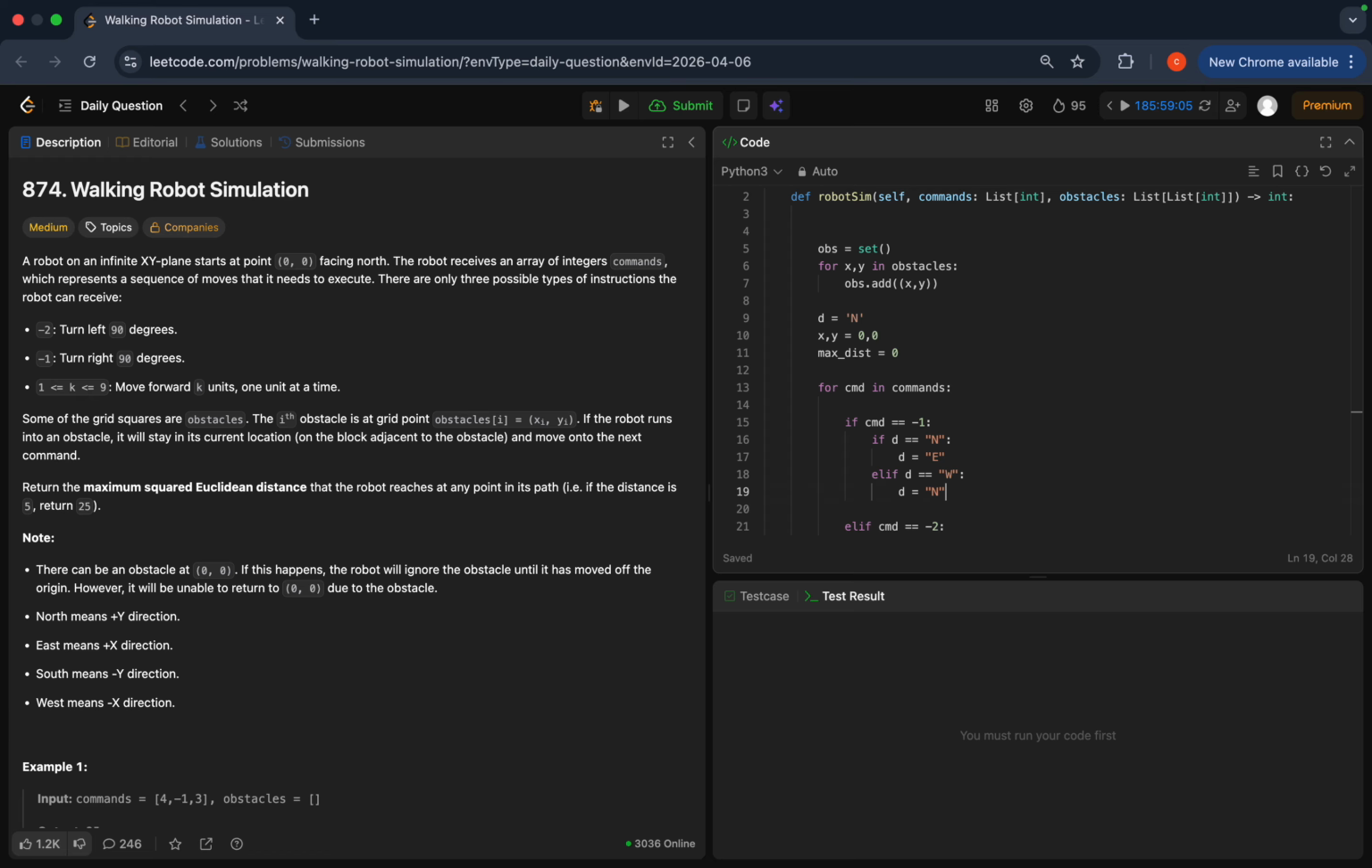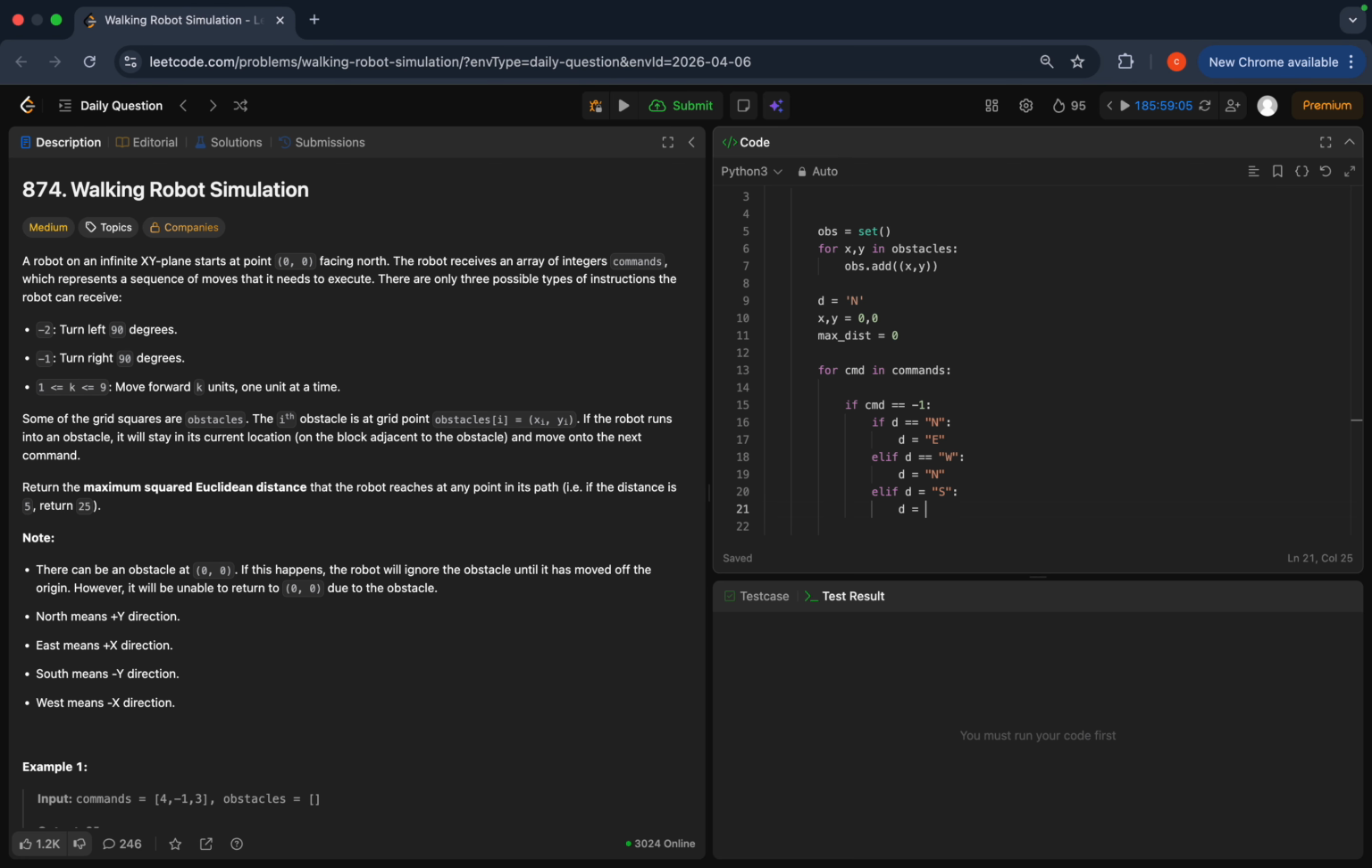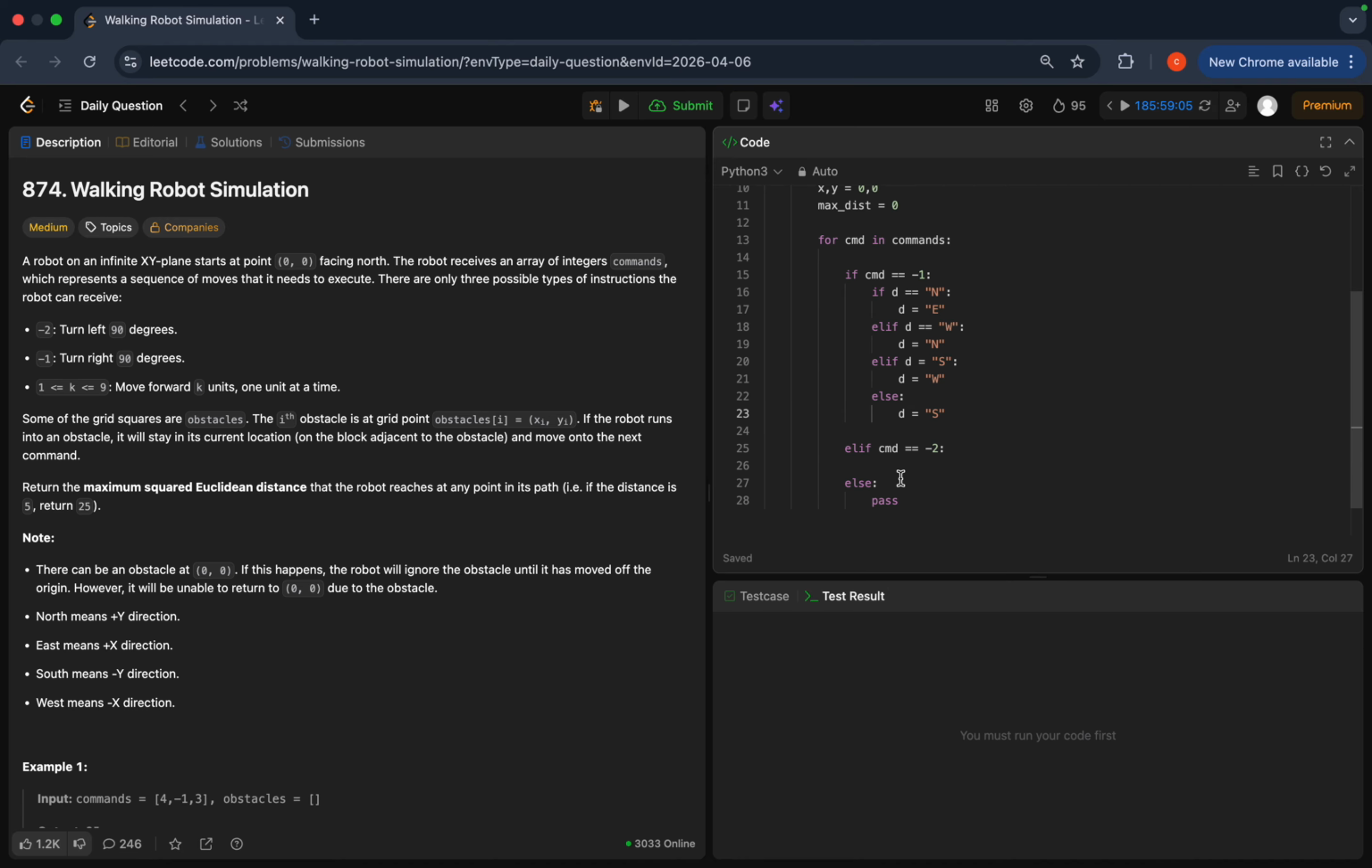So I'm just confused about this actually. So elif, then d is equal to, I think I can go to the easiest one, which is south. So south you'll get west. So south, d is equal to west, and else you have d is equal to east, north, west, and south. So yeah, all directions are here, so it's clear. So now this is done.